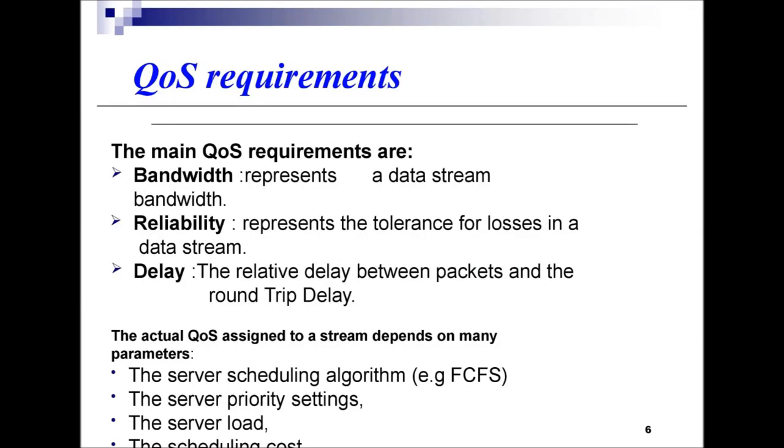Quality of service requirements. The main quality of service requirements are bandwidth. What is bandwidth? I am going to repeat the basic definition of bandwidth again: the capacity of a channel is called bandwidth. So what is written over here? Bandwidth represents a data stream bandwidth. Second is reliability. This represents the tolerance of losses in a data stream.